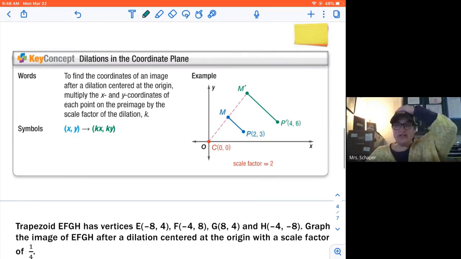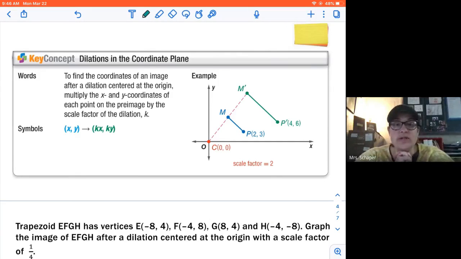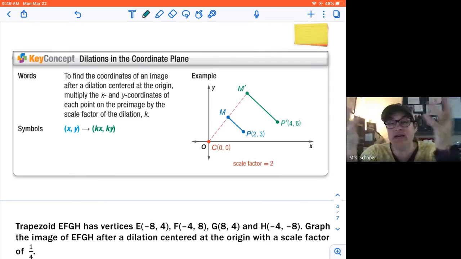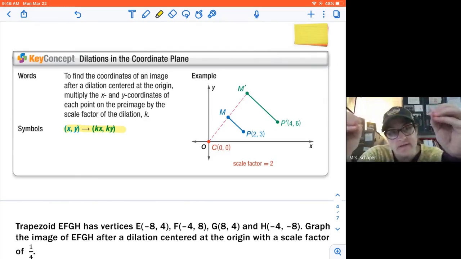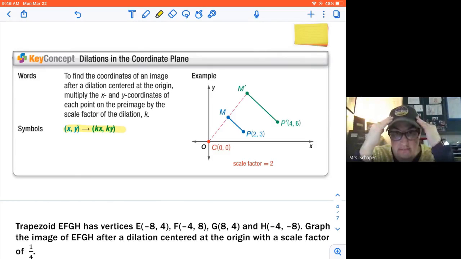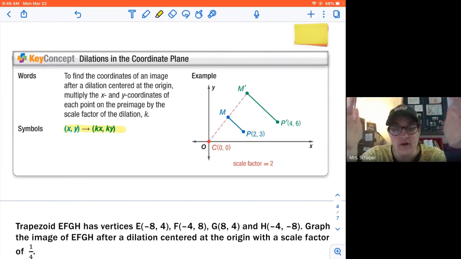All right, so dilations on a coordinate plane, super fun stuff. So to find the coordinates of the image, you have to take your scale factor, and you're going to multiply it by the X coordinate and the Y coordinate. This works when your center of dilation is the origin.